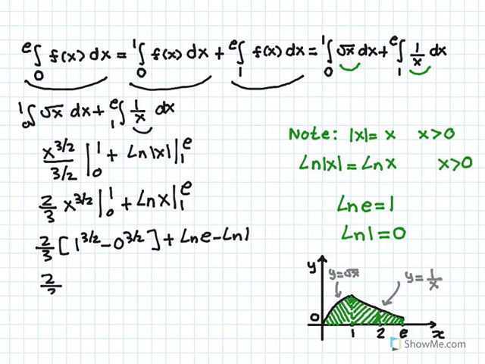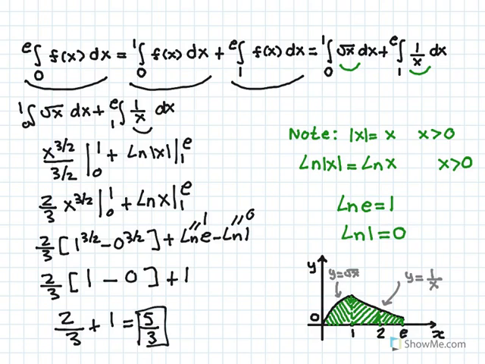We get 2/3 times 1 to the 3/2 is just 1, 0 to any power is 0, and log of e is equal to 1, log of 1 is equal to 0, so we get plus 1. The answer is 2/3 plus 1, and that works out to 2 over 3 plus 3 over 3, that is 5 over 3.